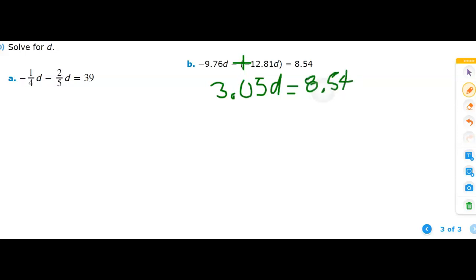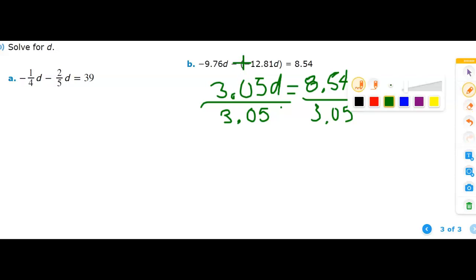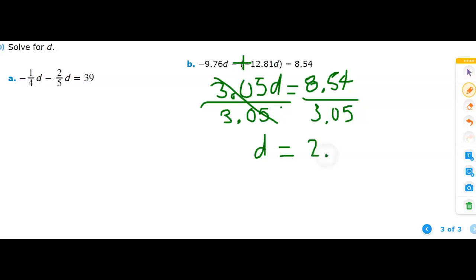So now this is what we're left with, and we're going to solve for D. We're going to divide because that's the opposite or inverse of multiplication. So this cancels out, and then we're left with D, and then 8.54 divided by 3.05 is equal to positive 2.8. And so D is equal to 2.8.